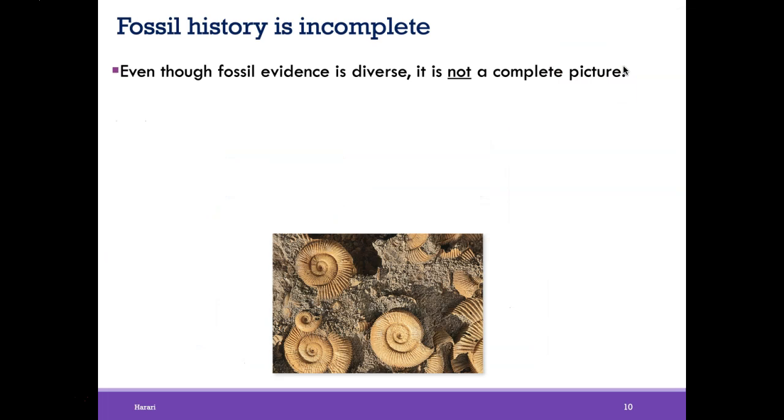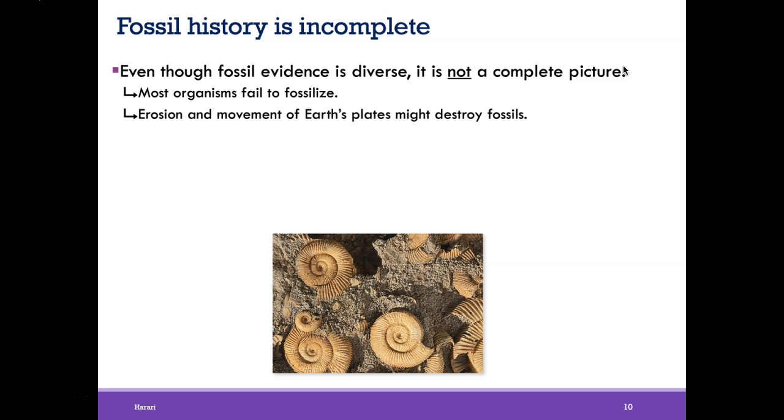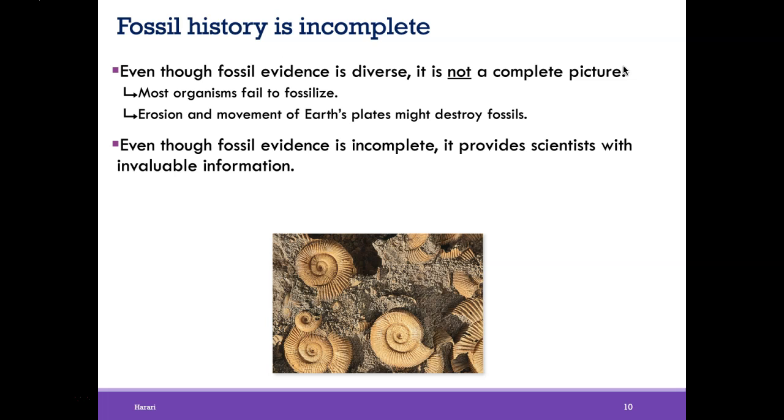So as informative as fossil history is, it's still not a complete picture. The truth is, most organisms fail to fossilize. It's a rare occurrence for fossilization to occur. So we're missing out on most of what happened on Earth. More so, erosion and movement of the Earth's plates probably destroyed most of the fossils we see. All right, so those that did fossilize were probably destroyed, or more likely are inaccessible to us humans, or we haven't found them yet.